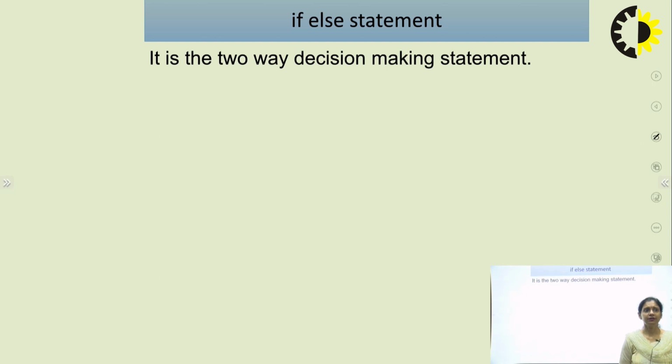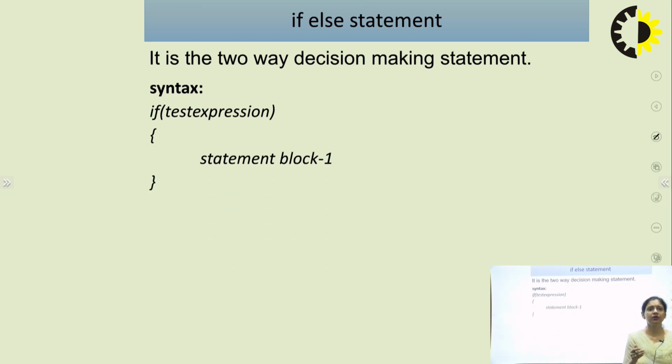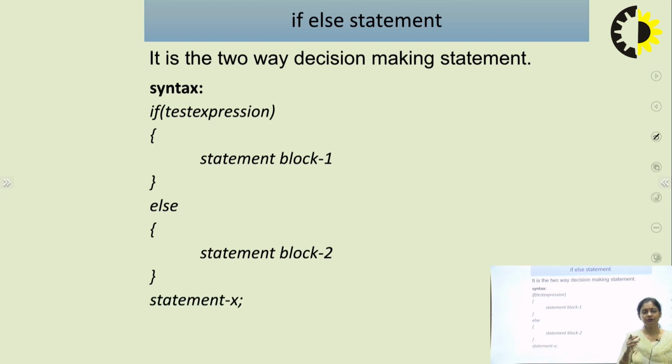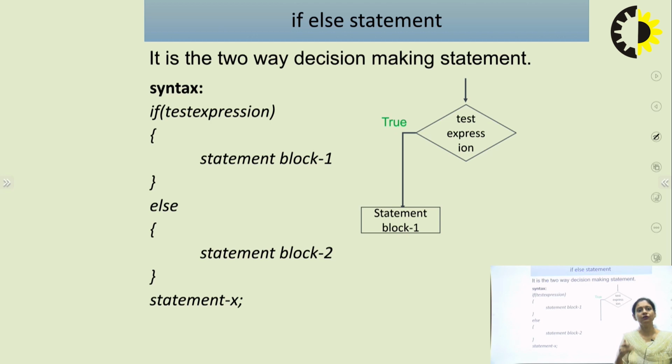The if else statement is again a two-way decision making statement wherein we have the set of instructions to be executed when the condition is true. The other set of instructions will also be there, which will be executed when the condition would be false. Now, when the condition would be either true or false, one block will be executed and then the certain set of statements that are outside the if conditional block will be executed.